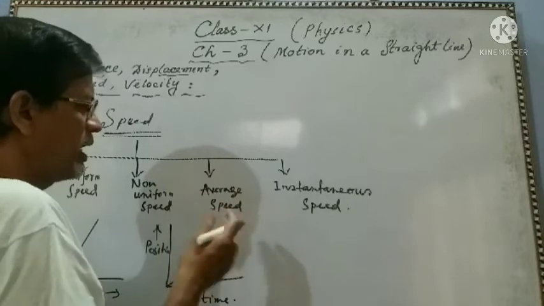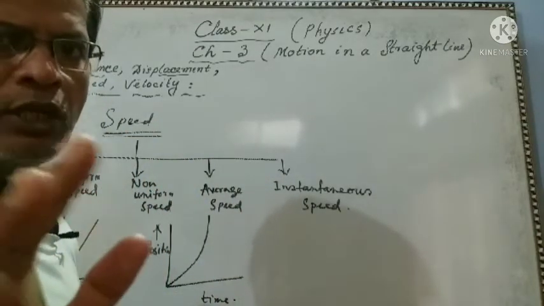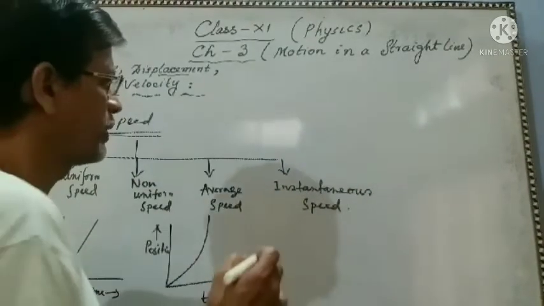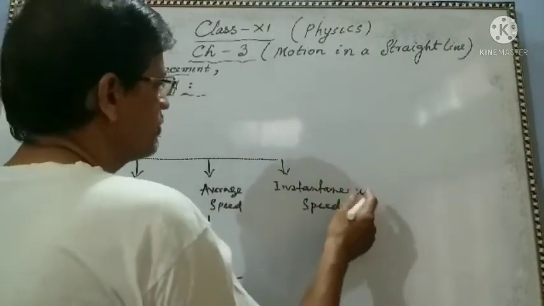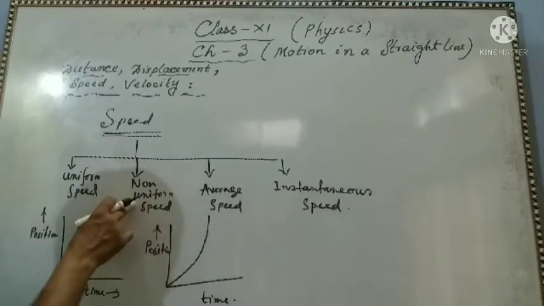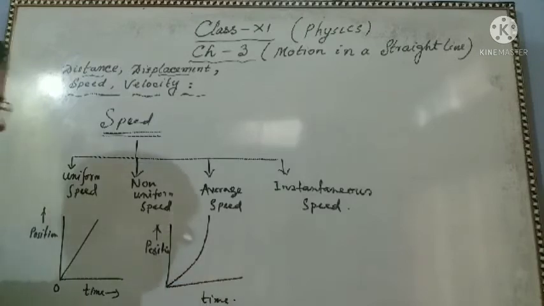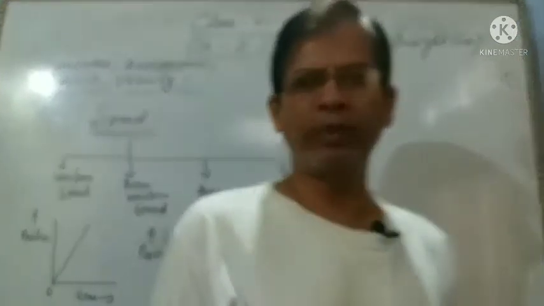Average speed, there will be no graph. Average is always constant, so this is a constant speed. And instantaneous speed is obtained from the non-uniform speed. Suppose you have calculated the speed here. In this case, the speed at this position, or at this time, will be the instantaneous speed.